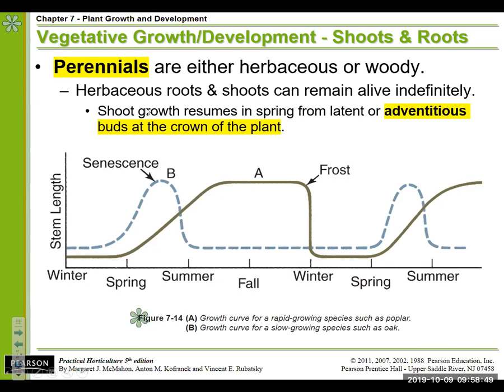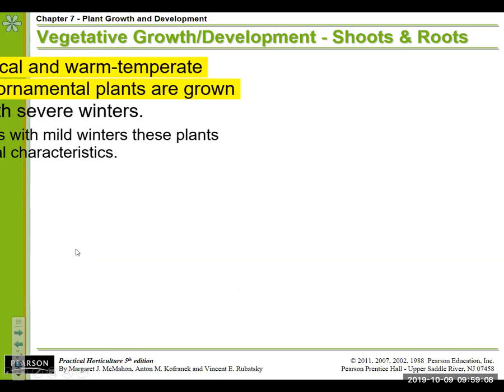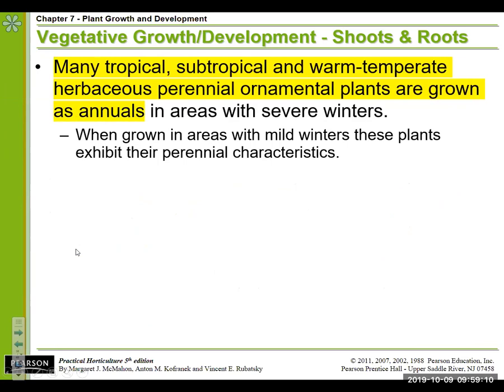So for the herbaceous perennials, shoot growth is going to resume in the spring through the development of adventitious buds at the crown of the plant. So they go through a cycle where they're going to drop their leaves. The above ground part is going to die back to the roots and then come back the next year. Many of the different tropical, subtropical, and warm temperate herbaceous perennial ornamentals, again, are grown here as annuals in temperate zones. We have that both on the crop front as well as the ornamental front.